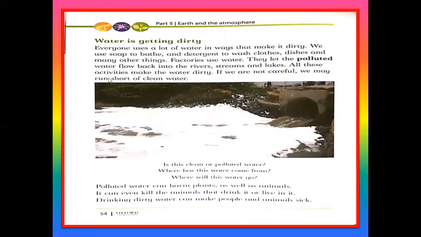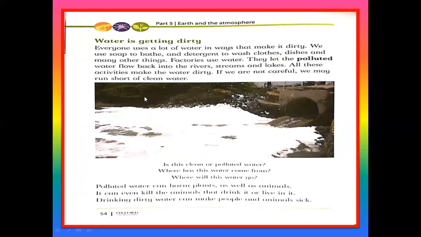Now, the next question is here, and also you can see water is getting dirty. In the first page of the book, you have seen there are two types of water. One is ocean water, and another one is well water. Well water is drinkable, we can drink it, but the ocean water we can't drink because that water is salty. Now, why is water getting dirty?